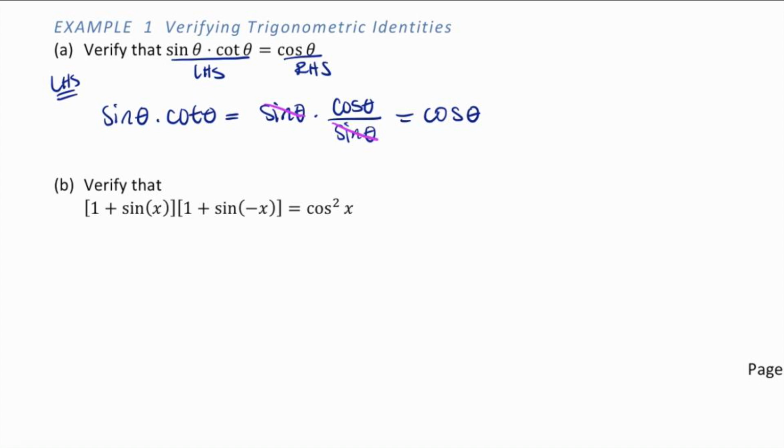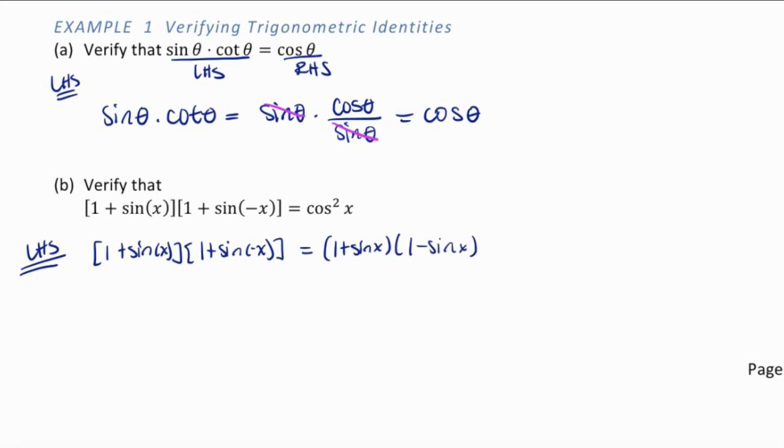Let's look at part B. And again, I'm going to start with the left-hand side. So I have 1 plus sine of x times 1 plus sine of negative x. Sine is an odd function, so this should be a negative sine. That means this whole left-hand side is equal to 1 plus sine of x times 1 minus sine of x.